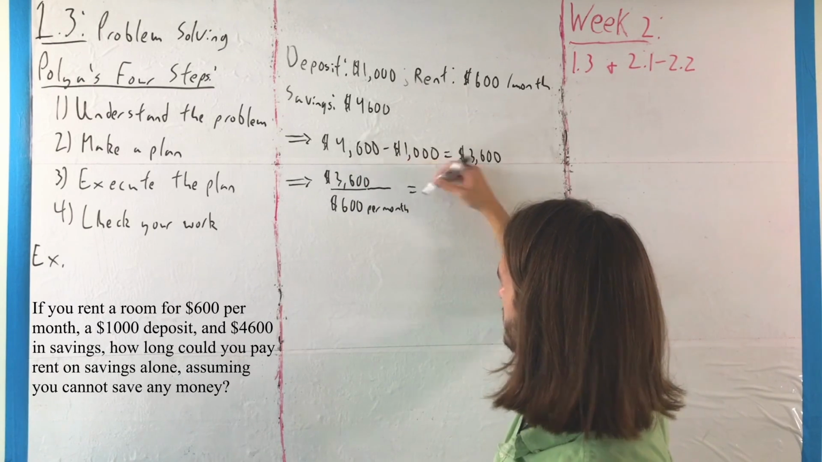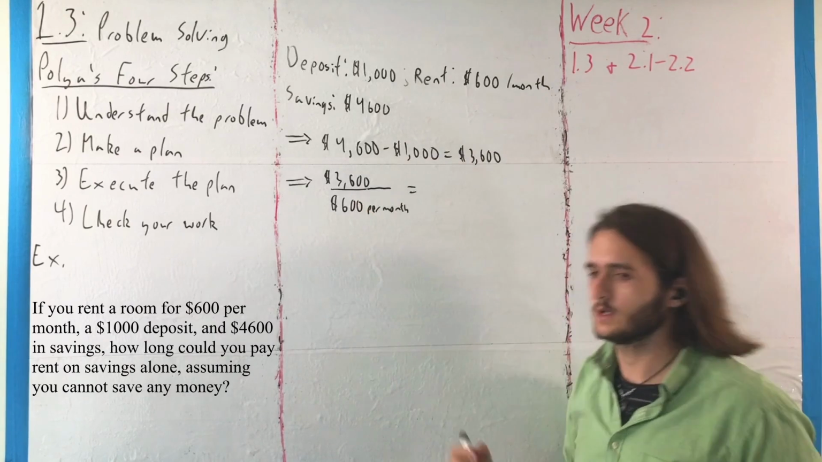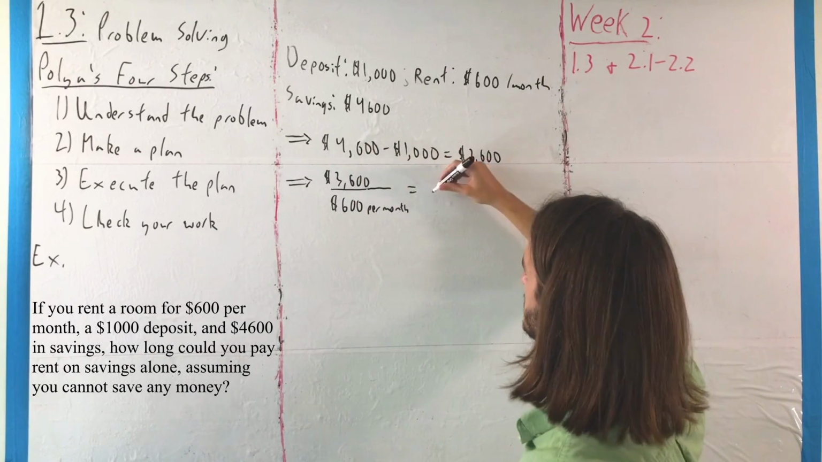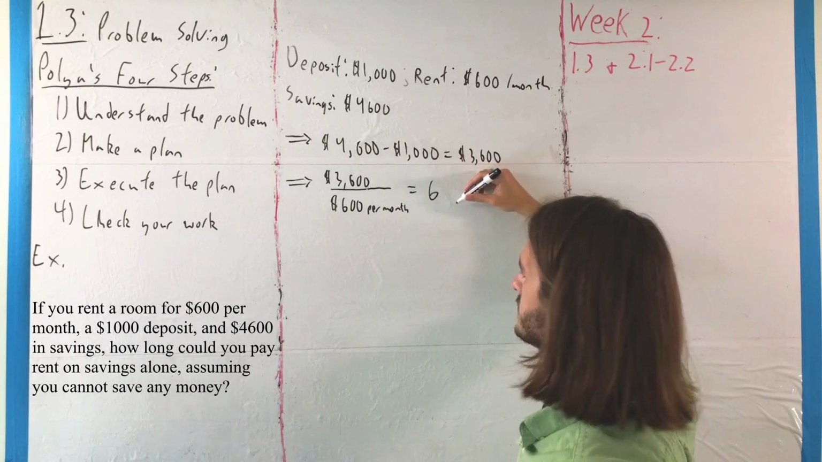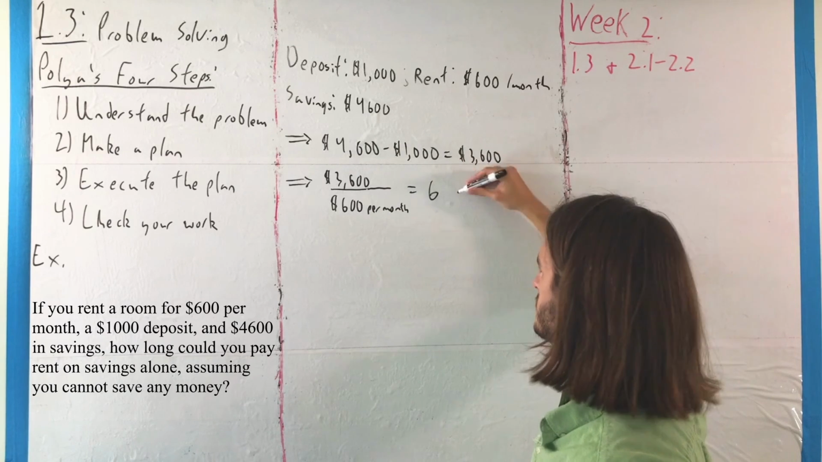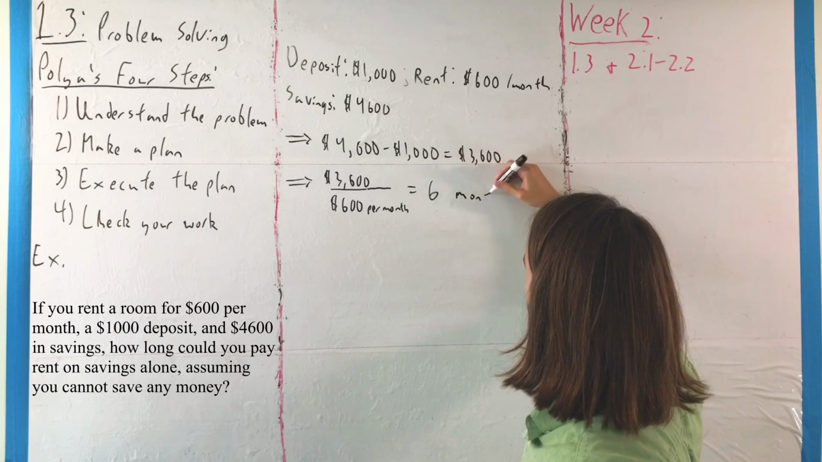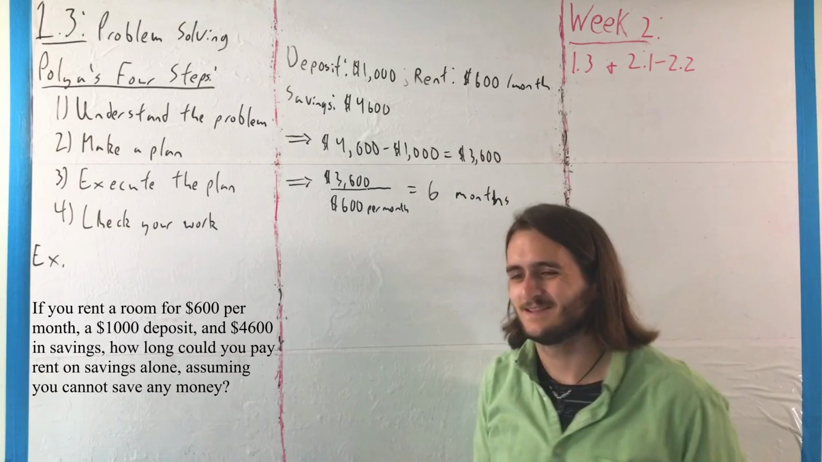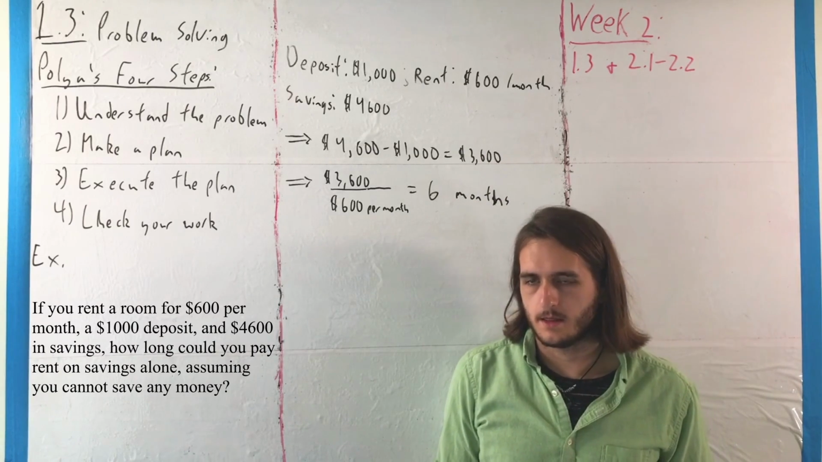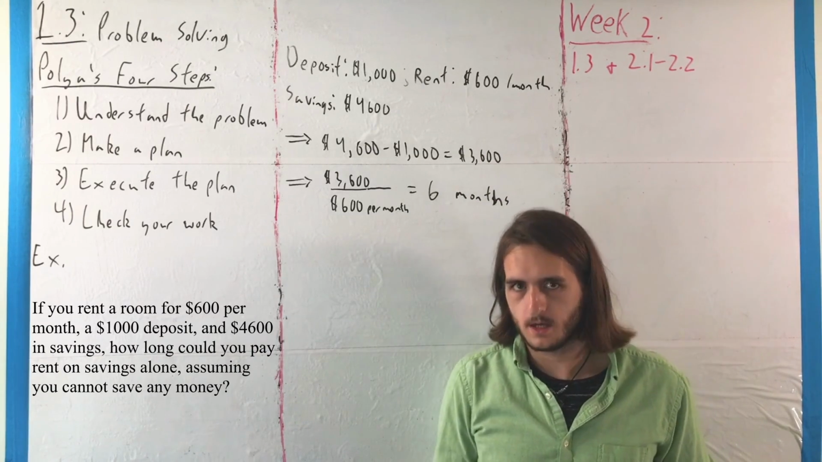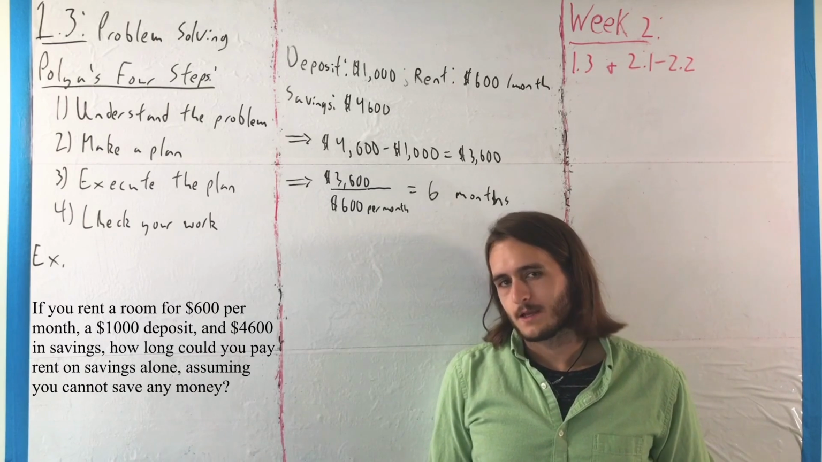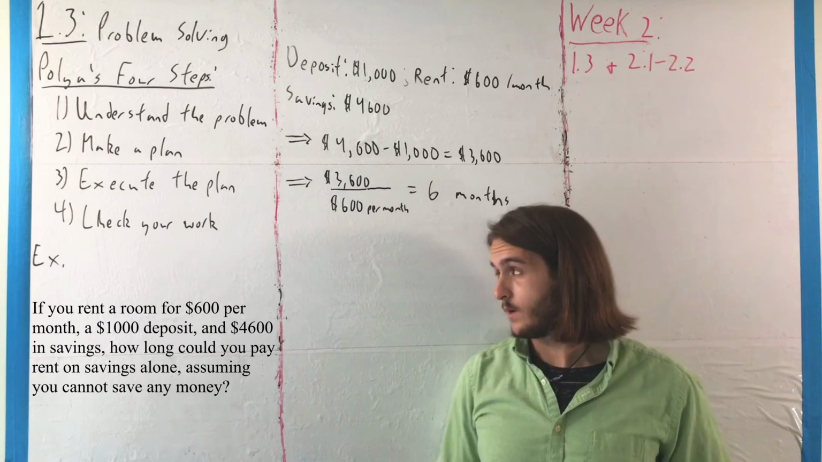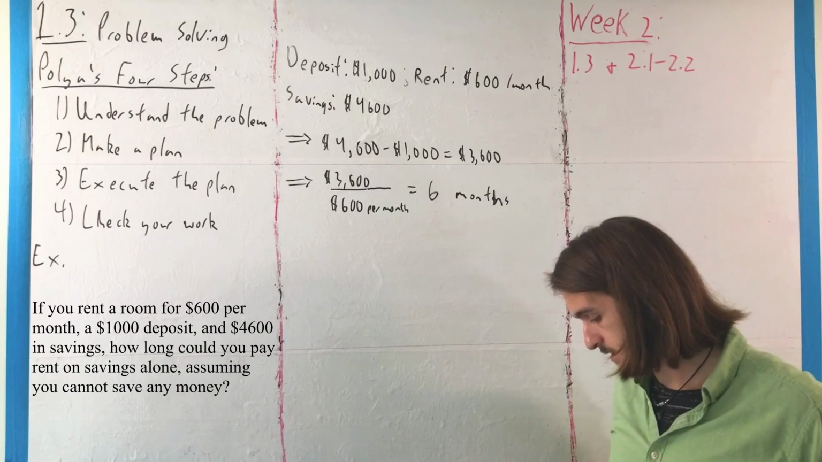And then with a little bit of unit conversion in here, 3,600 over 600 kills the dollars, and we are left with 6 months. Where this is to say that if you don't make any more money, you would expect to be able to hold that apartment for 6 months.